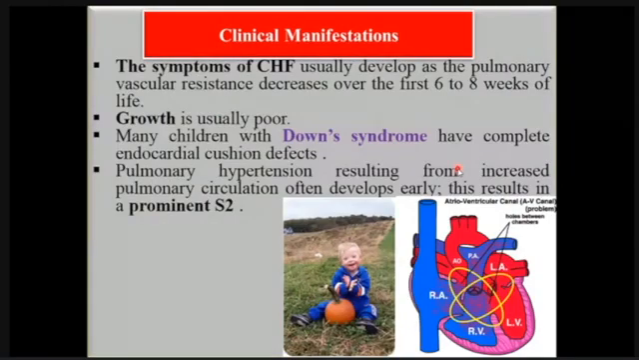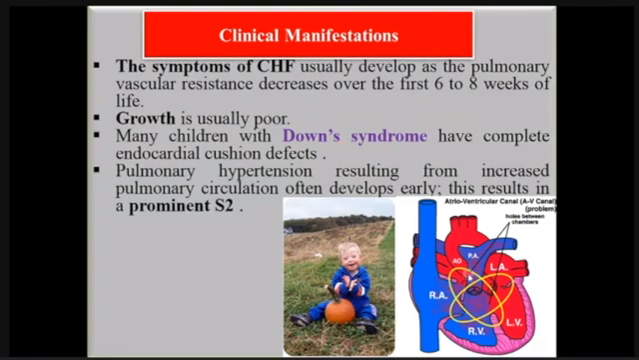Clinical manifestations: because of the large mixing of blood at both atrial and ventricular levels, in the case of complete AV canal, the patient develops features of heart failure as early as the age of 6 to 8 weeks. Usually the growth is poor, and a large percentage of children are Down syndrome patients, because Down syndrome patients have high incidence of congenital heart disease, and 50% of the congenital heart diseases in Down syndrome children are in the form of endocardial cushion defect, complete endocardial cushion defect.